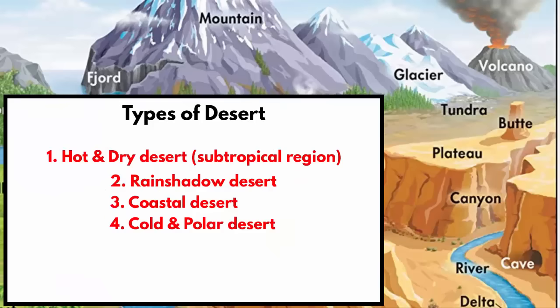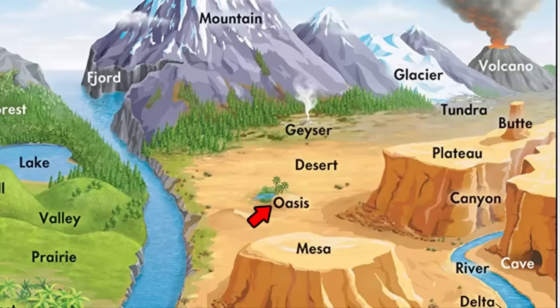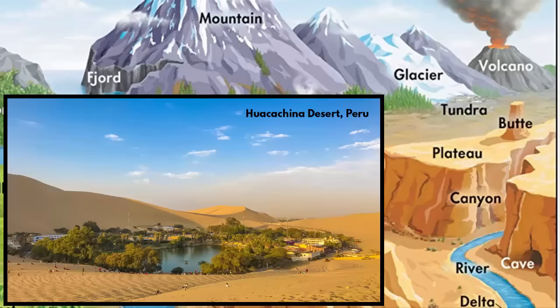So the important point that you have to remember is that all these different types of deserts have one thing in common. They lack humidity and moisture. When there is less humidity or moisture, that's when there is a shortage of rain. And deserts are areas that receive very little precipitation. Now that you know what is a desert, in a desert you will also find oases. Oases can be naturally formed or man-made. Basically, in a desert, if you find a small region where there is water on the surface, it is called an oasis.